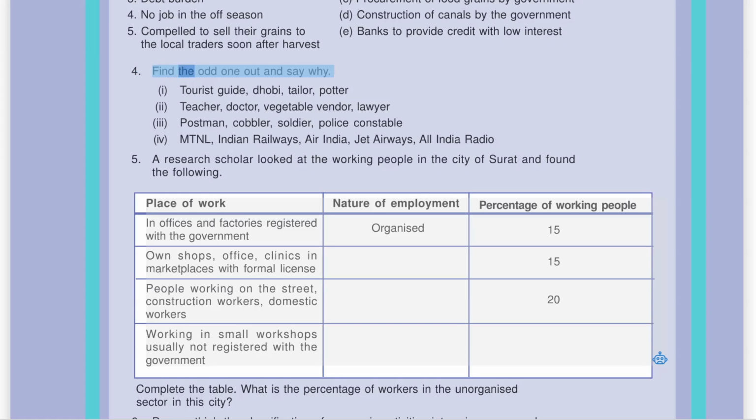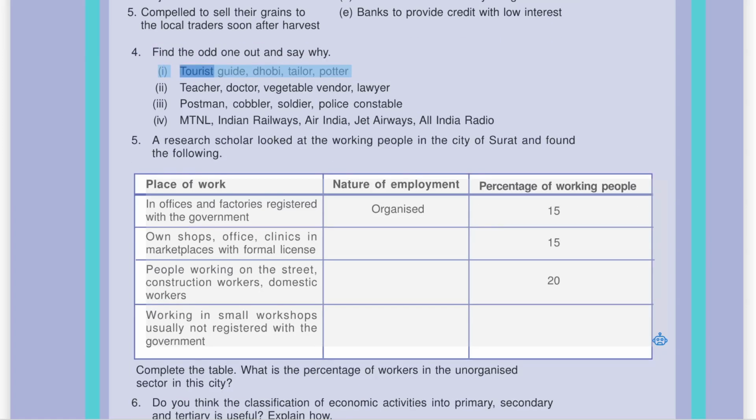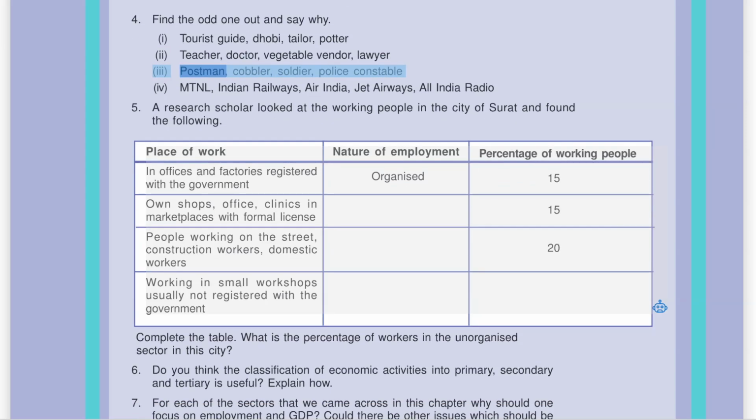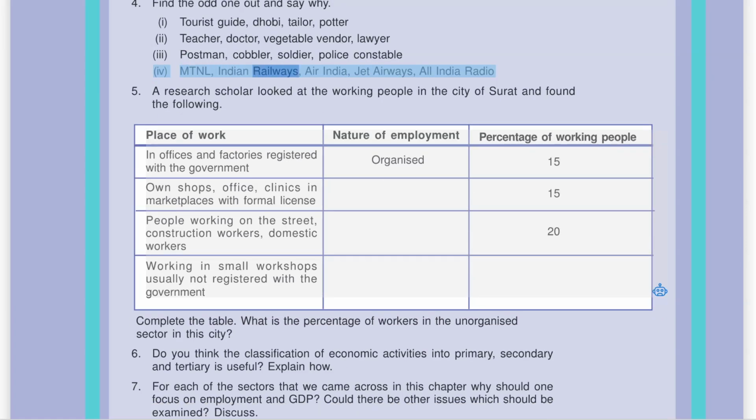4. Find the odd one out and say why. 1. Tourist guide, Dhobi, Tailor, Potter. 2. Teacher, doctor, vegetable vendor, lawyer. 3. Postman, cobbler, soldier, police constable. 4. MTNL, Indian Railways, Air India, Jet Airways, All India Radio.